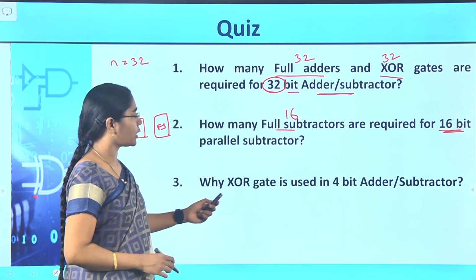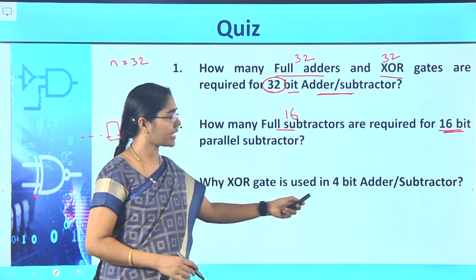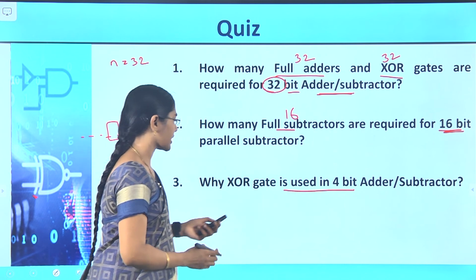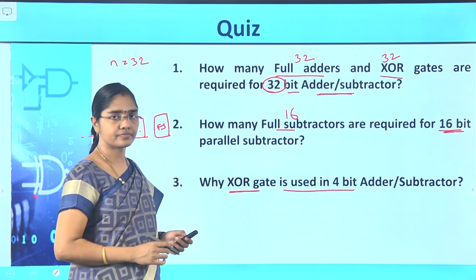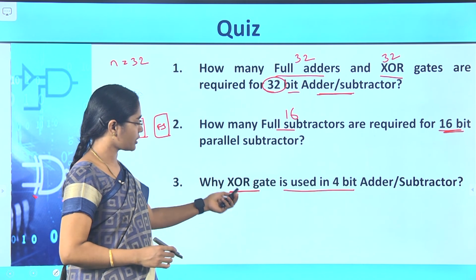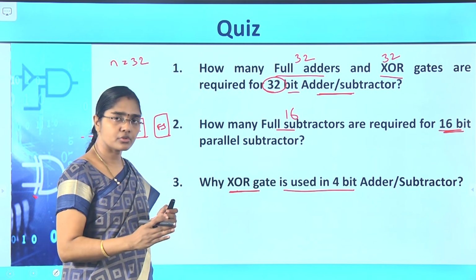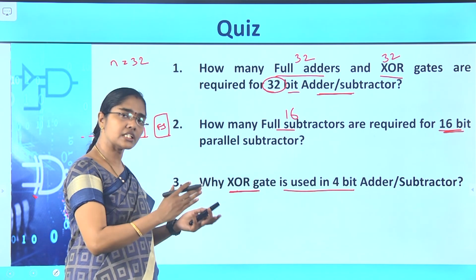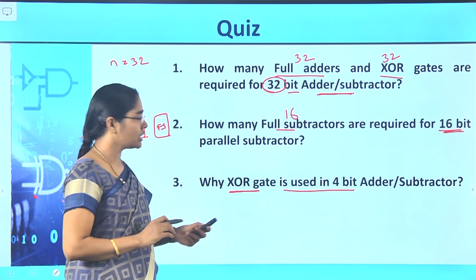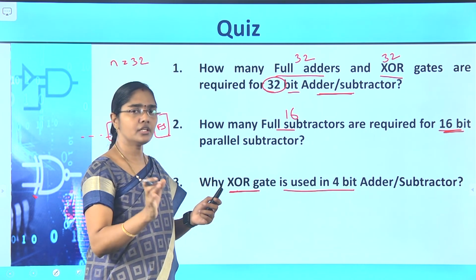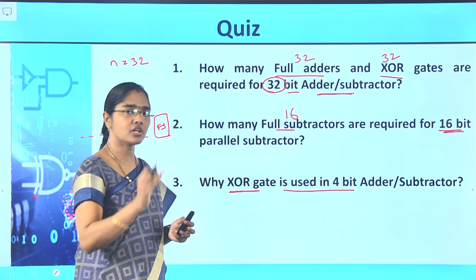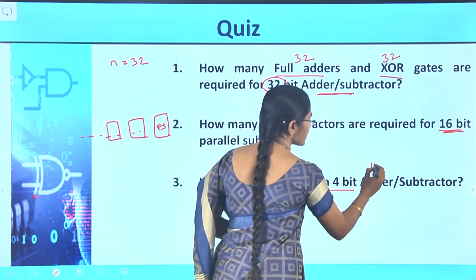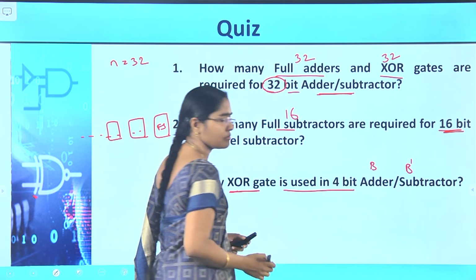Next question. Why is an XOR gate used in a 4-bit adder bar subtractor? It is the actual logic in our adder bar subtractor. Why is the XOR gate used? Because the XOR gate will produce a complementary output when the other input is equal to 1 and a non-complementary output when the other signal is equal to 0. So, the XOR gate will provide complementary and non-complementary signals based on the other signal value. Where in our adder bar subtractor, one time it requires B, another time it requires B bar.